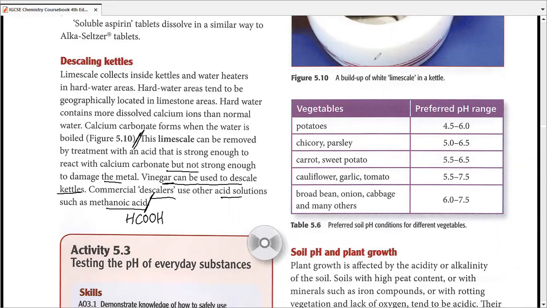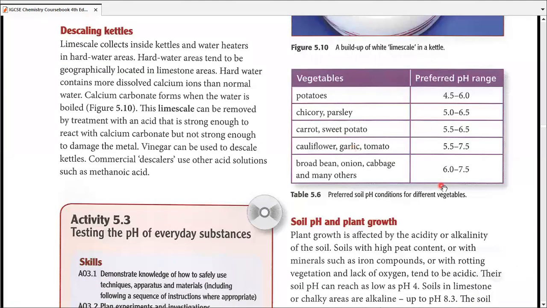Okay, moving on, I'm going to clear it up. You have a table over here, table 5.6. This talks about different vegetables and the range of soil pH in which we should grow them to have maximum yield.